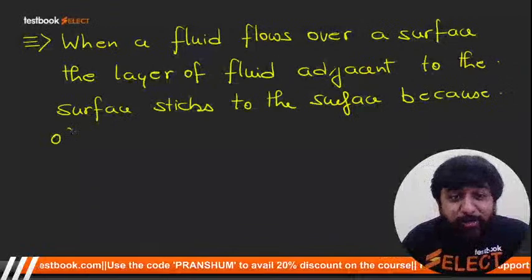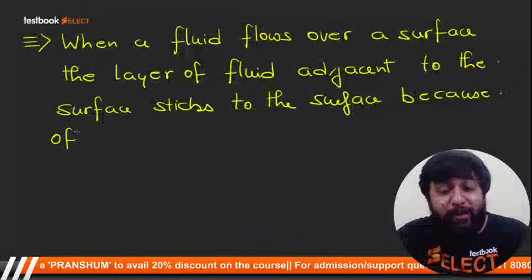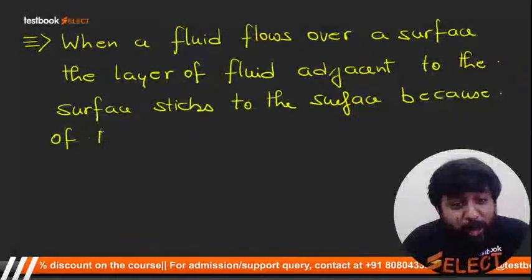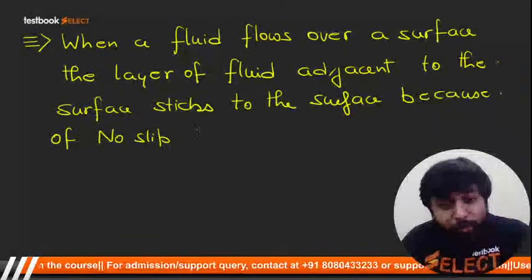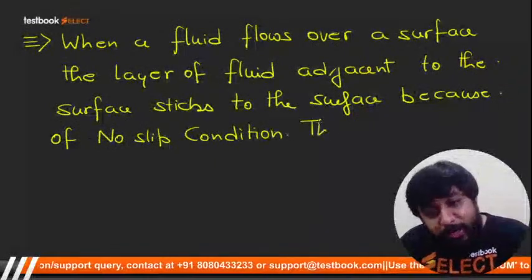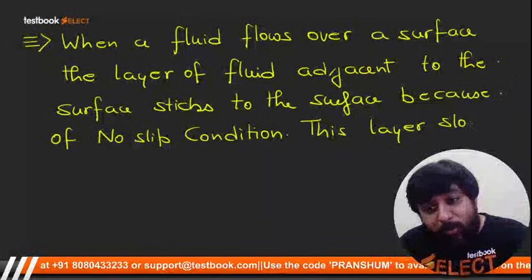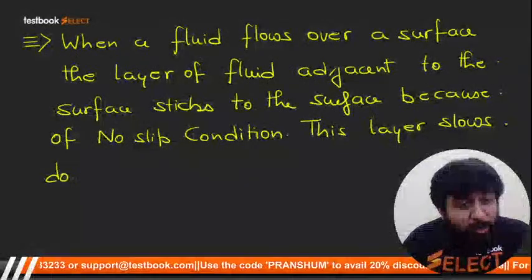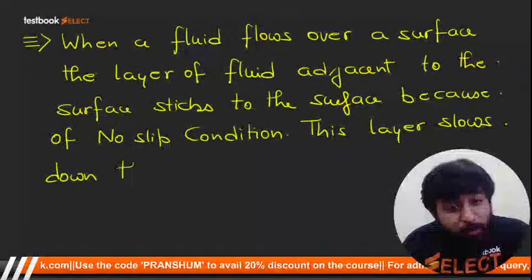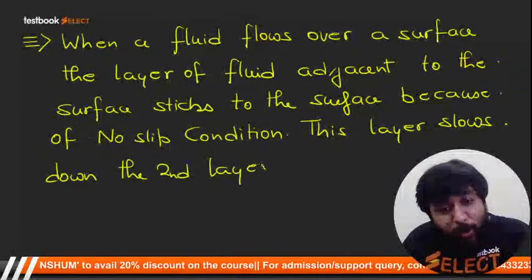So once this layer sticks to the surface, then because of viscosity, the shear stress comes into picture, which slows down the second layer. Then the second layer will slow down the third layer. है ना? So it sticks to the surface because of no slip condition. So you can write: this layer slows down the second layer, which slows down the third layer, and so on.